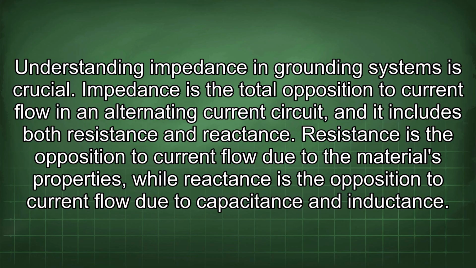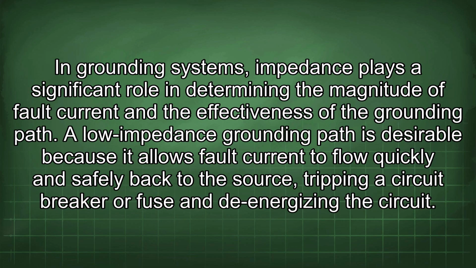Resistance is the opposition to current flow due to the material's properties, while reactance is the opposition to current flow due to capacitance and inductance. In grounding systems, impedance plays a significant role in determining the magnitude of fault current and the effectiveness of the grounding path. A low impedance grounding path is desirable because it allows fault current to flow quickly and safely back to the source, tripping a circuit breaker or fuse and energizing the circuit.